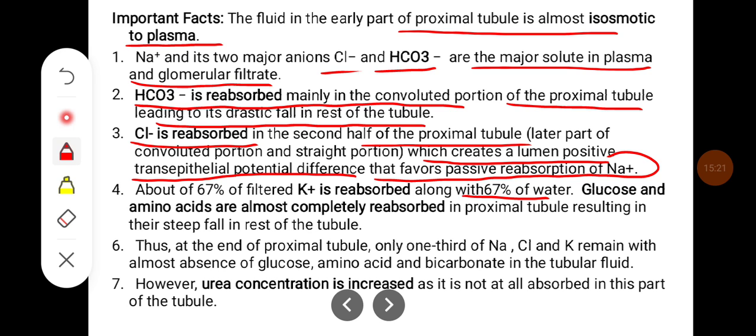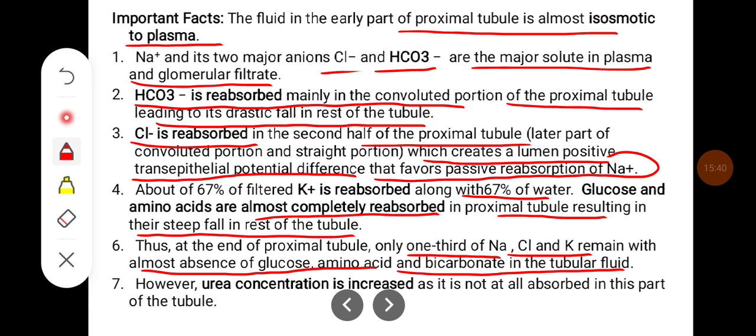Glucose and amino acids are almost completely reabsorbed in the proximal tubule, resulting in their steep fall in the rest of the tubule. Thus, at the end of the proximal tubule, only one third of sodium, chloride, and potassium remain, with almost absence of glucose, amino acids, and bicarbonate in the tubular fluid. However, urea concentration is increased as it is not at all absorbed in this part of the tubule.